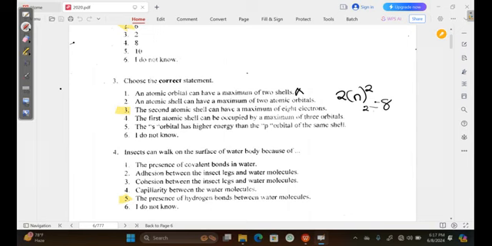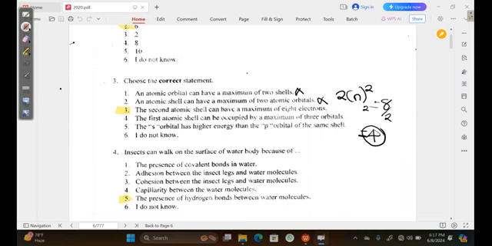So if we follow the rule of orbitals, this will have to be divided by 2, and that will give us 4. So we're going to have 4 orbitals in this shell. So this statement saying the maximum a shell can have is 2 orbitals is actually false, because based on this fact we can have more orbitals in a shell.